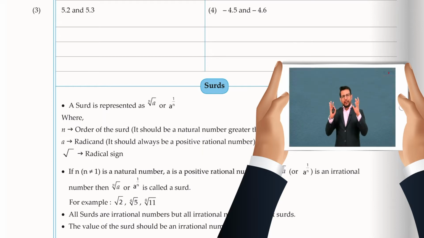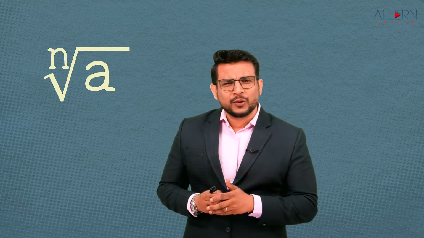Let's discuss something very interesting, and I'm going to discuss a concept called surds. But for understanding what a surd is, first we need to understand an expression. So I'm going to give you an expression, observe this. Now the question is, how do you read this?